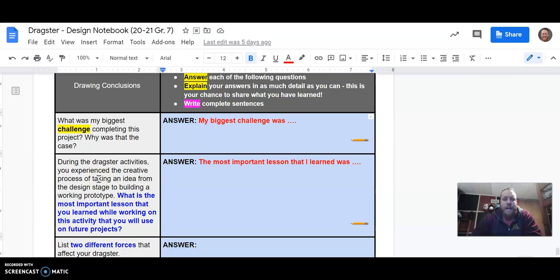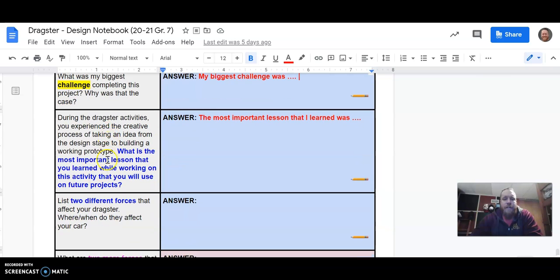Second question, during the dragster activities, you experienced the creative process of taking an idea from the design stage to building a working prototype. So what's the most important takeaway? What's the most important lesson that you learned while working on this activity that you can then apply as you work on future projects? Okay? So it's always good to take what we do, even if it's not the same exact thing. You might not ever build a car again. But what was the takeaway that you can say that, hey, I learned something here that I'm going to then apply to future projects, or maybe even other classes or things like that.